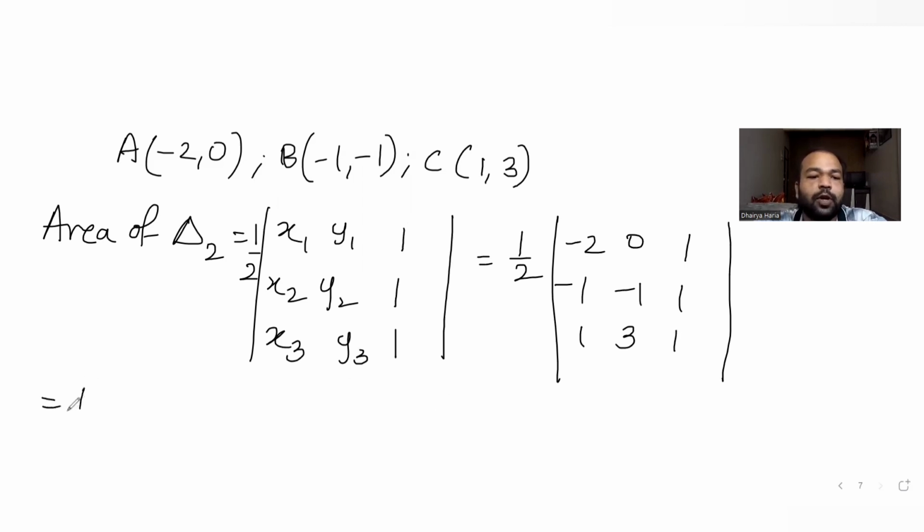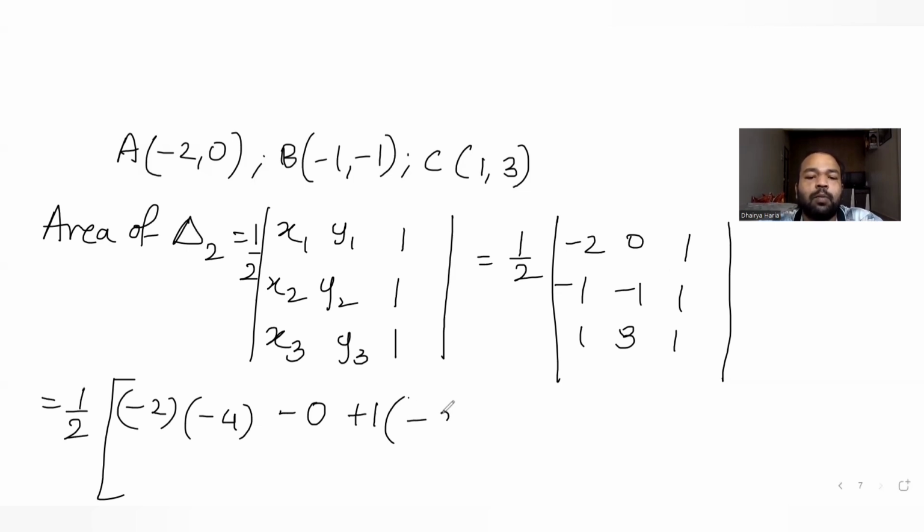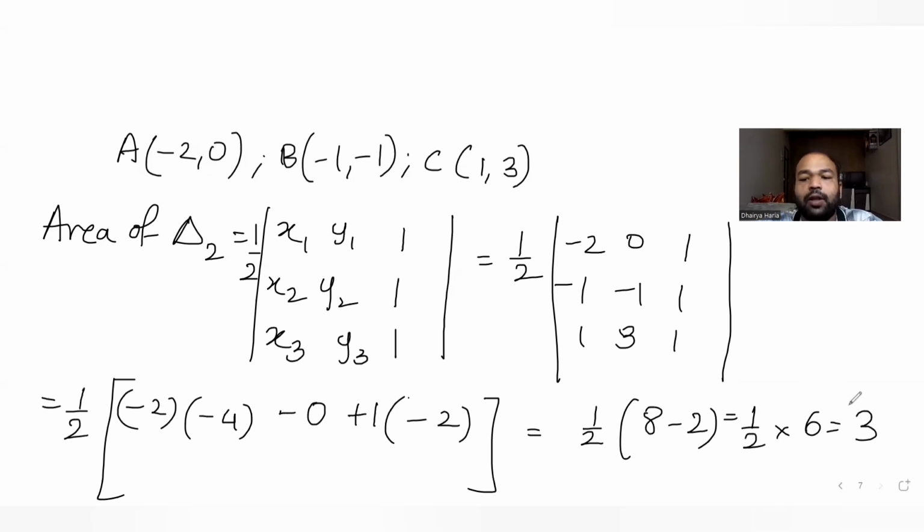So if you solve this determinant, you get half of minus 2 times minus 1 minus 3, so minus 4, minus 0, because 0 into anything is always 0. We do not need to go and solve that further. Plus 1 into minus 3 minus minus 1, so minus 3 plus 1, minus 2. You get that as half of 8 minus 2, that is half of 6, and you get the area of triangle 2 as 3. So you get that as 3 square units.